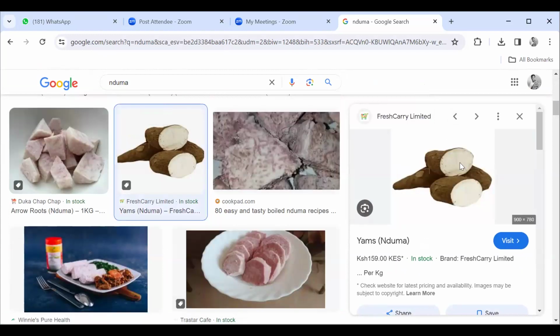This is yam. You see this one? Yeah, this one is yam. There's a small yam called cocoyam that has a slightly reddish color. So this is yam. It's quite different from these arrowroots. You can probably tell the difference between yam and arrowroots from the English translation.